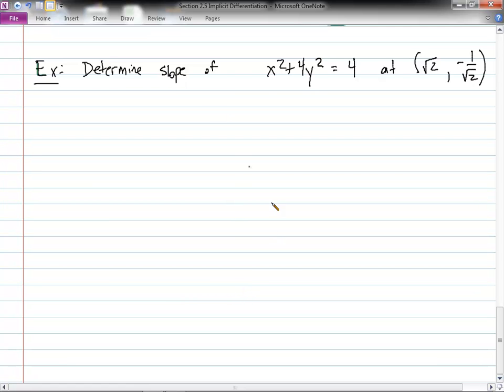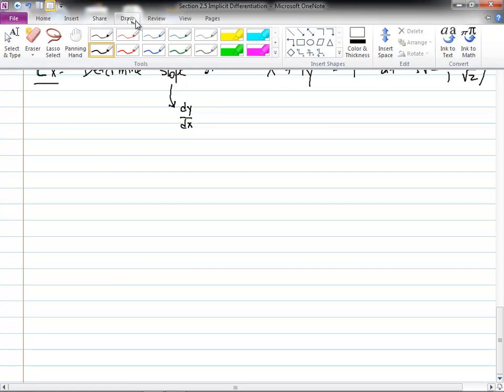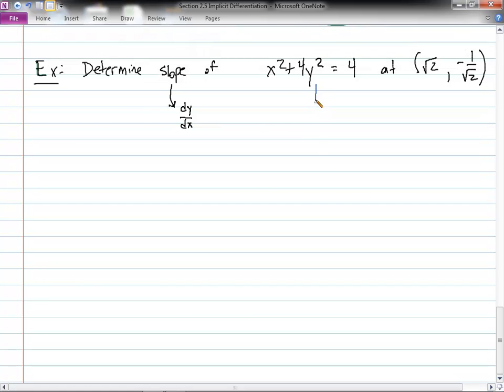Now, what is slope? Slope is the derivative, right? So we're actually looking for dy/dx. By the way, you don't have to do this, but let's make sure we understand what type of graph we are looking at here. Does anybody know what the graph of this looks like?